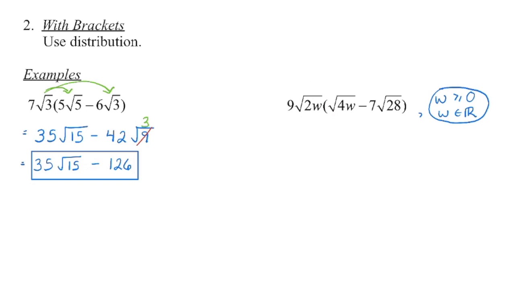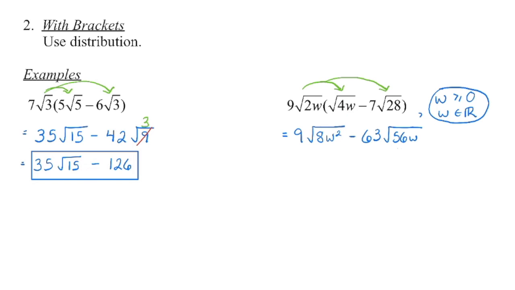We're then going to go ahead and take this first radical, and we're going to distribute it into the brackets, multiply it by all of those radicals within the brackets. So begin, multiply the coefficients. 9 times 1 is 9, and then we're going to multiply the radicands.